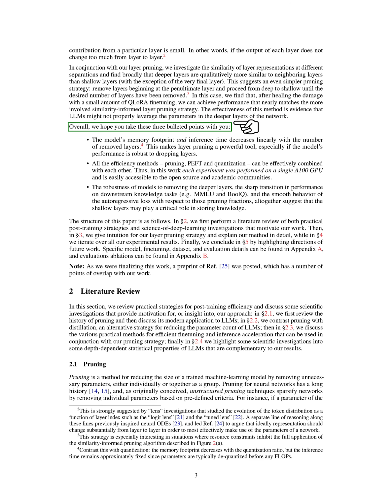We further explore the impact of removing deeper layers on model robustness, downstream tasks, and autoregressive loss behavior, suggesting a critical role for shallow layers in storing knowledge. The paper structure includes a literature review, intuition behind our layer pruning strategy, detailed method explanation, experimental results, and future research directions. Additional model, fine-tuning, dataset, and evaluation details can be found in the appendices.